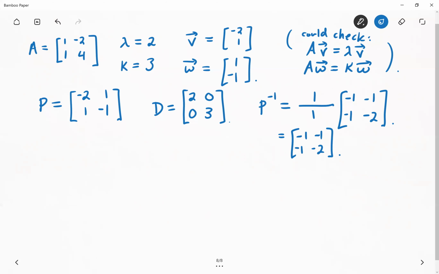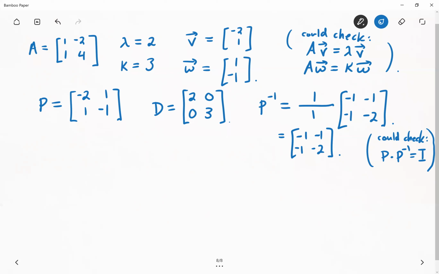And as usual, I'm a big fan of checking. We don't have to check, but if you're feeling so inclined, we could check to make sure we calculated the inverse correctly by multiplying P times P inverse. Make sure you get the identity matrix, 1, 0, 0, 1.